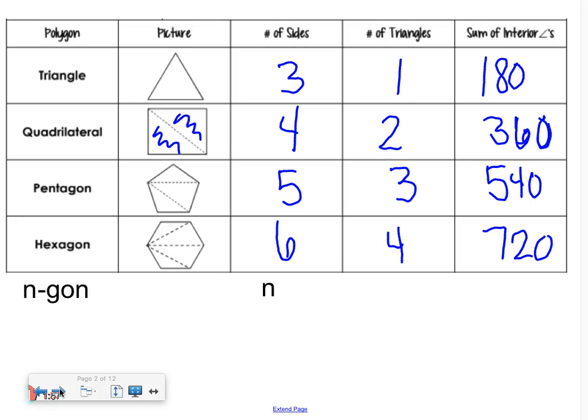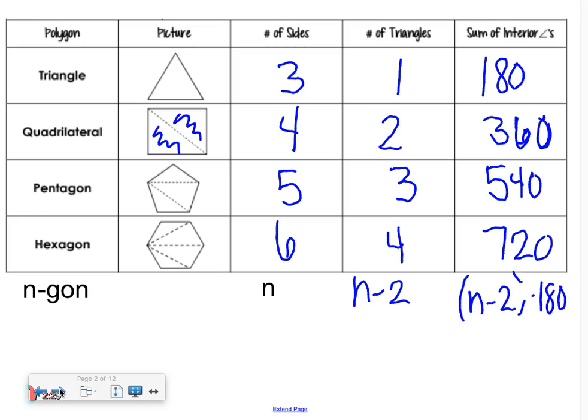Okay, now here's my question. Can we figure out the generic formula for this? How many triangles would be in an n-sided figure? So let's think. 4-sided had 2 triangles. 5-sided had 3. And minus 2, perfect. Now what would this column be? 10 minus 2 times 180, nice job.